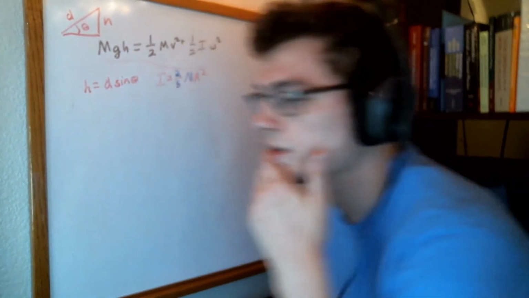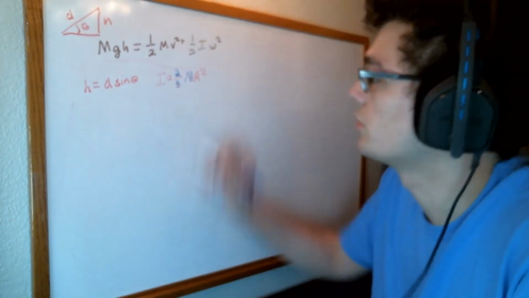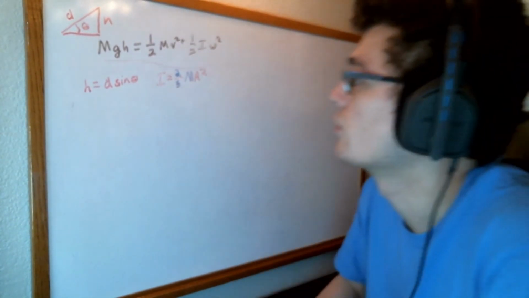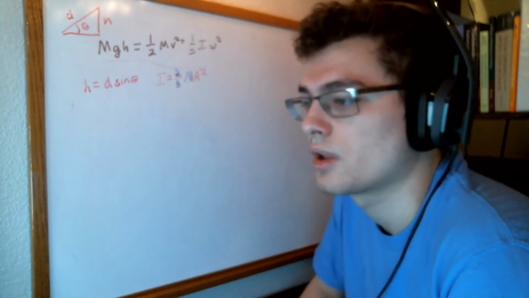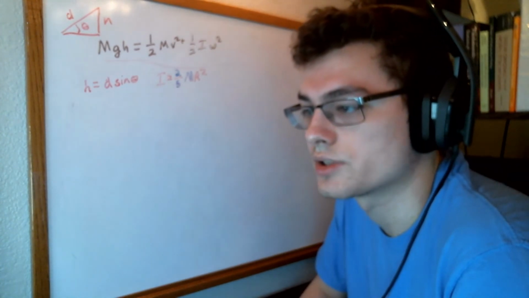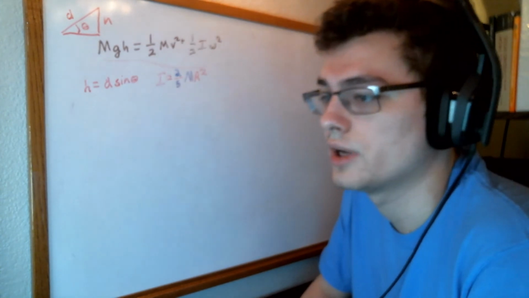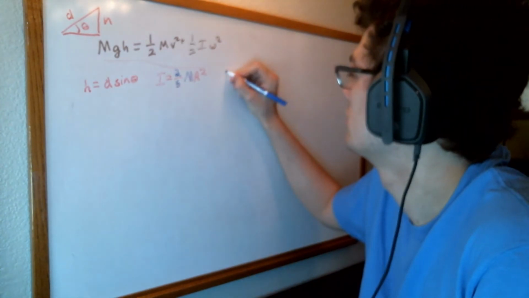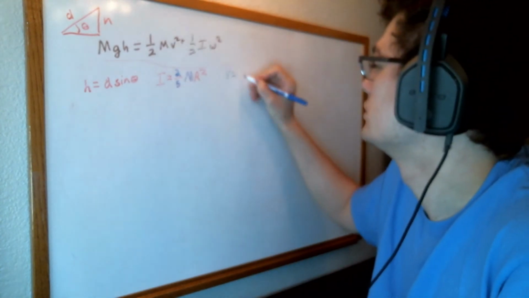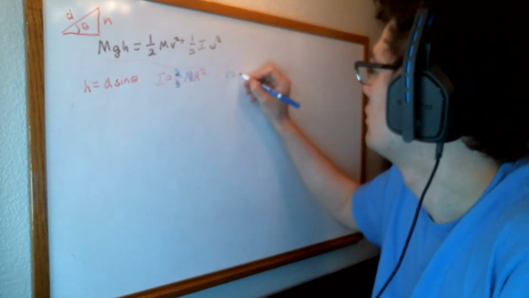And so from this, what we can do is start plugging these in everywhere that we see an h, and we can start solving here. Oh, and also remember that v is equal to omega r.